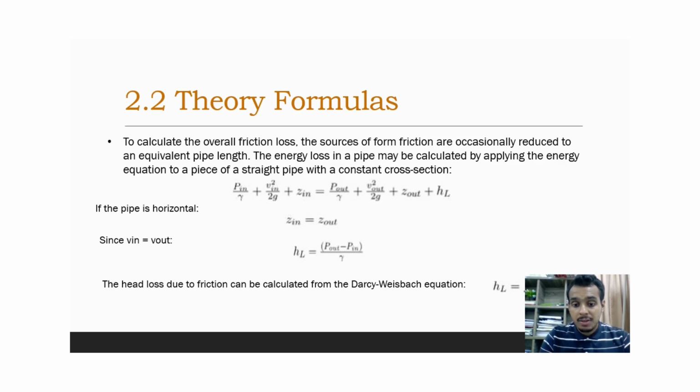the Darcy equation. Due to frictional resistance, the pressure differential, pressure out minus pressure in, between two places in the pipe is caused, and the head loss HL is directly proportional to the pressure difference. In the equation, HL is the head loss due to the flow resistance, F is the Darcy coefficient, L is the pipe length, D is the pipe diameter, and V is the average velocity. G is the gravitational acceleration.